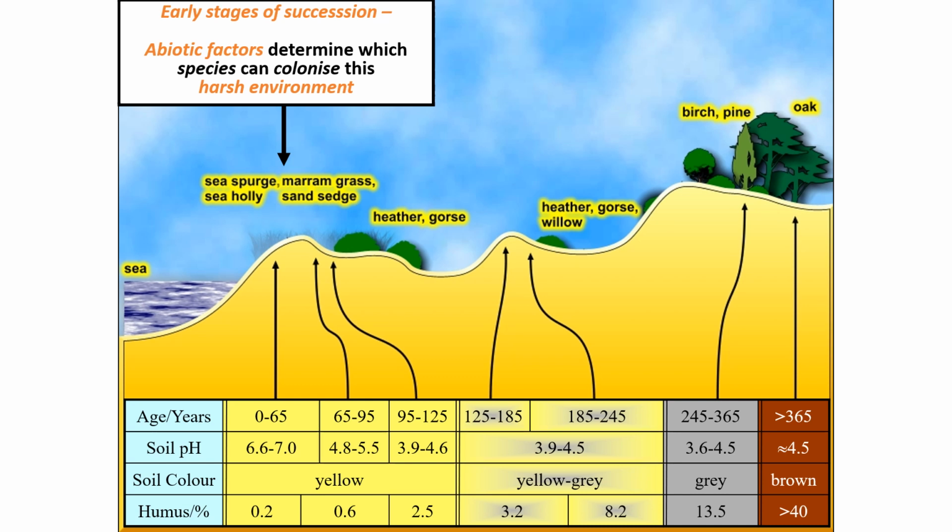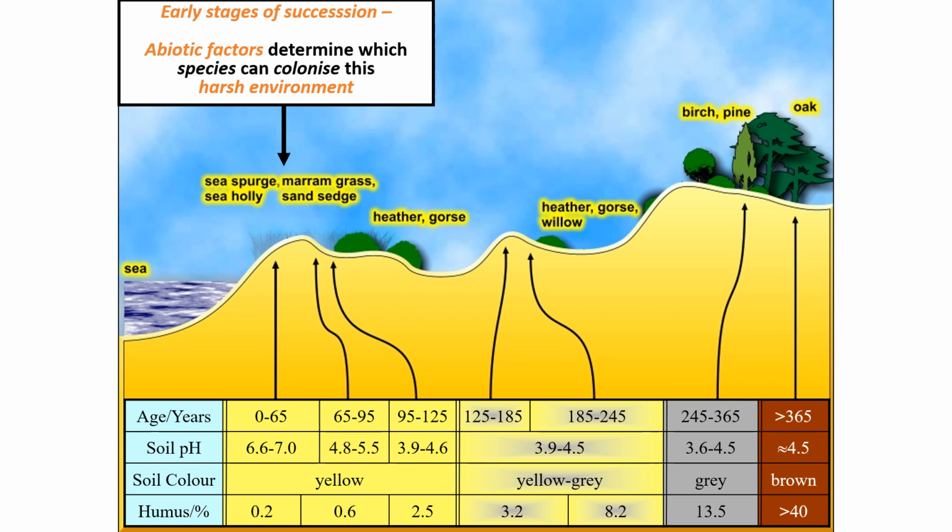Okay, if we have a look at this slide, again we're using sand dunes as an illustration of the process of succession. This would be an example of primary succession because when sand dunes are formed, there's been nothing living there before. If you look at the table, it shows you the age of the sand dunes. The dunes closest to the sea are the youngest, at 0 to 65 years of development, whereas the oldest dunes, furthest from the sea on the far right, are more than 365 years old. So that process of succession has been happening for all that time.